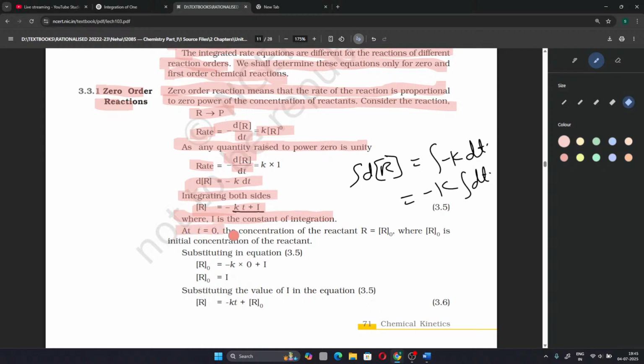When t equals 0, meaning the time is 0, the concentration of the reactant equals R naught, where R naught is the initial concentration of the reactant. Substituting in the equation, minus k times 0 plus I equals R naught, so I equals R naught. Substituting the value of I in the equation, we get [R] equals minus kt plus R naught.